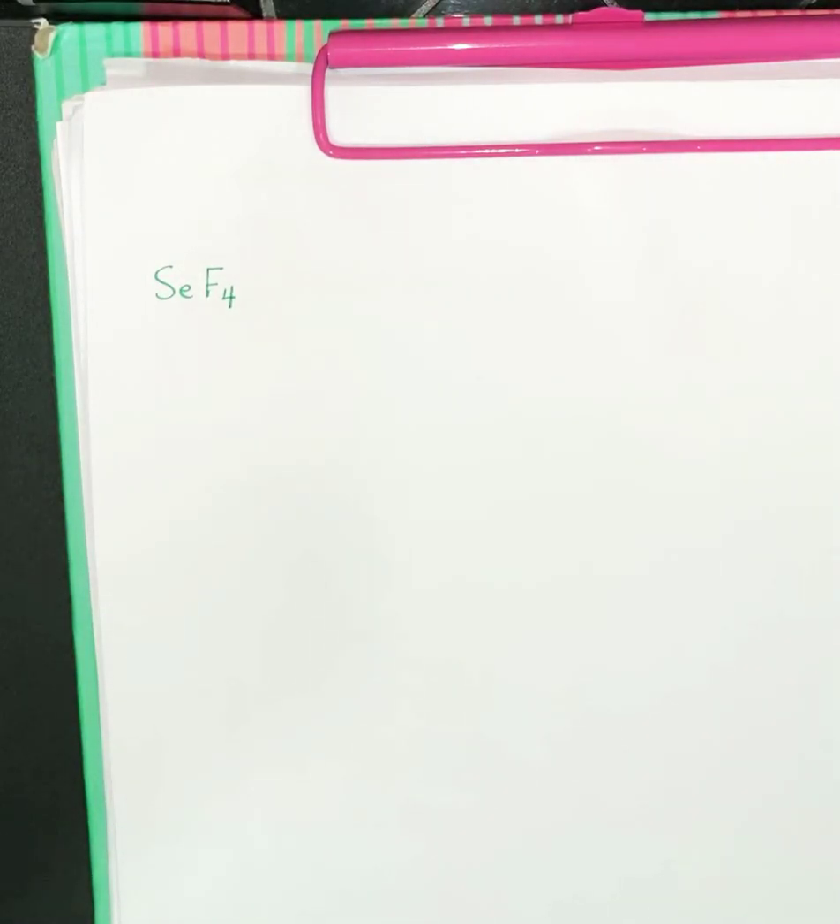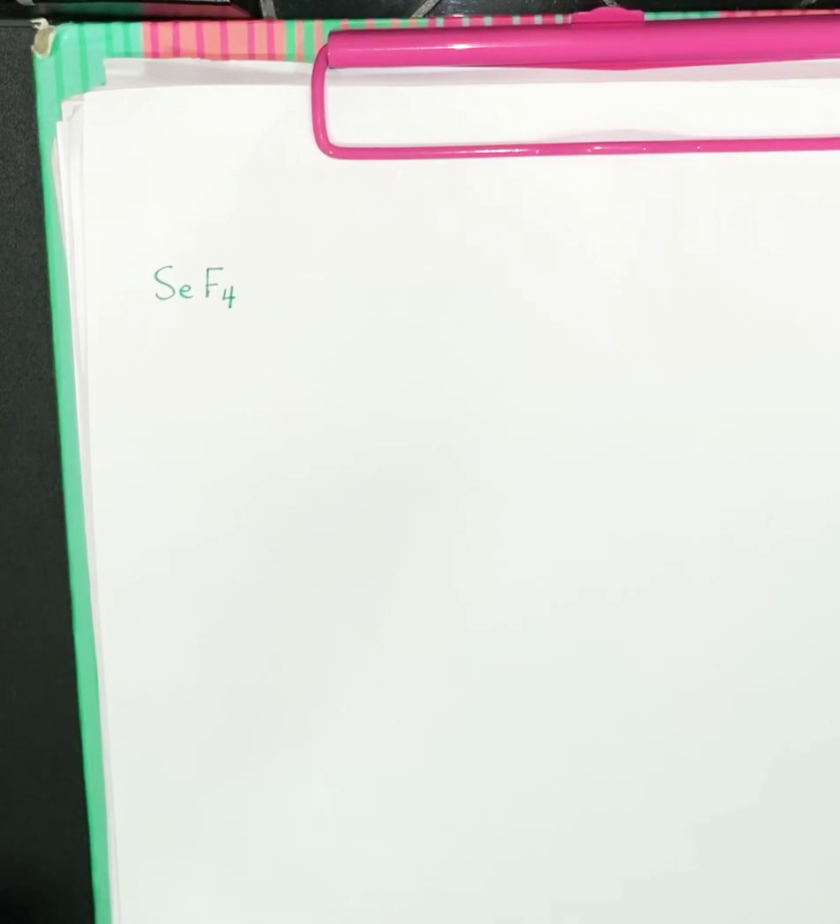All right, so firstly, I'm going to show you how to draw the Lewis electron dot structure for SeF4. The first thing you need to identify is the total electrons. How many total electrons are in the whole compound? So first we look at selenium.